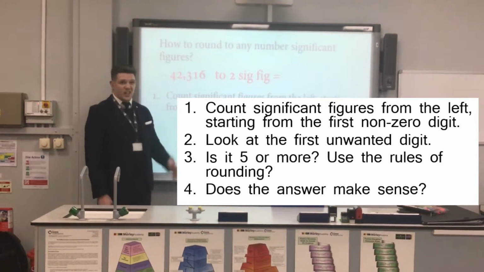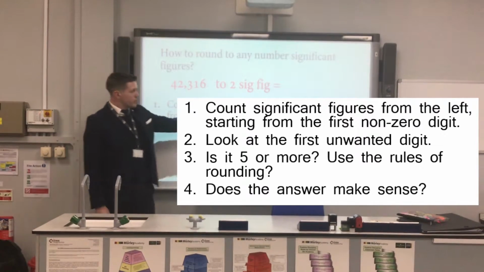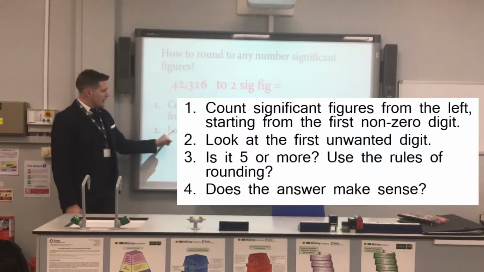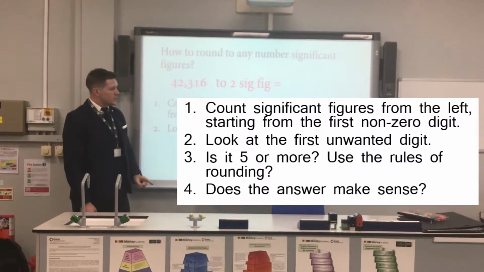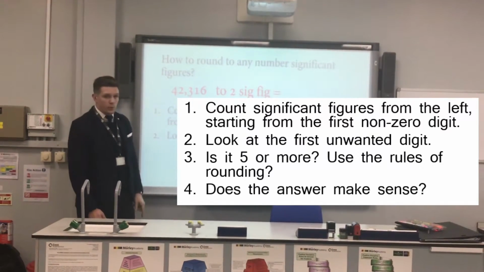So I've got no zeros in here, so I don't need to worry about that. I'm counting from the left, starting at my 4. I want 2 significant figures, so I'm going to count 1, 2. I'm going to look at the first unwanted digit. So in this example, it's the 3 that's right after my number 2.